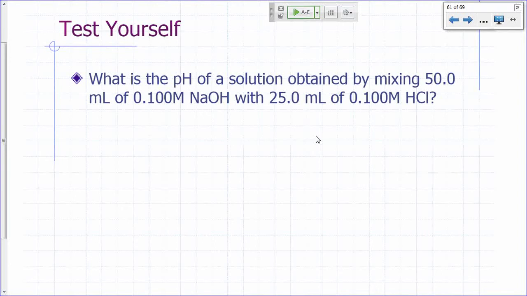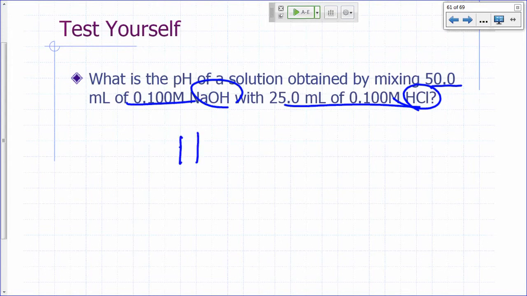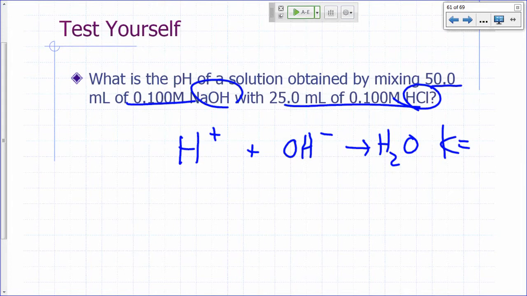What is the pH of a solution obtained by mixing 50 mL of 0.1 molar sodium hydroxide with 25 mL of HCl? Sodium hydroxide is a strong base, HCl is a strong acid. What's your net ionic equation? H plus and hydroxide gives you H2O. What's the Keq for this? 1.0 times 10 to the 14, a very large number, right?